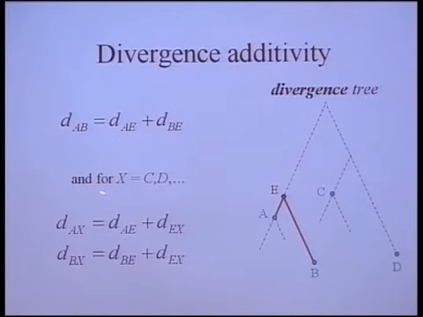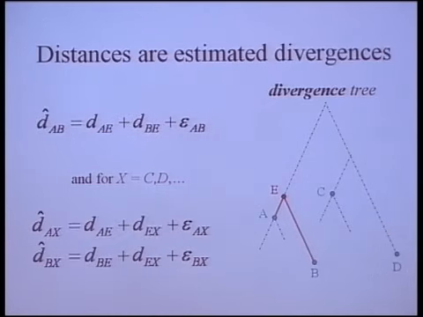And we've also got these relations here. For any node x, which might be C or D or anything else, we have this relation too: the divergence between A and, say, C has to be the sum of that little branch there and the rest of it going around here. So we have these divergence relationships which form the basis of our model.